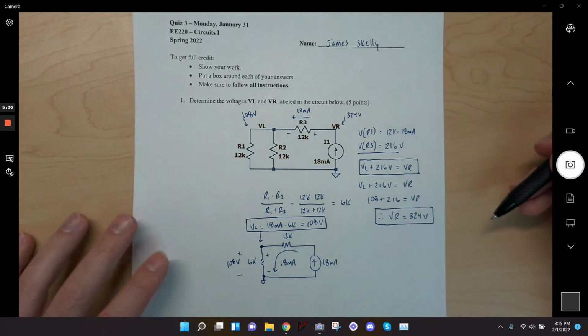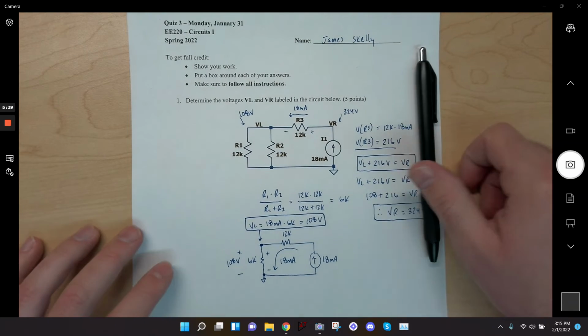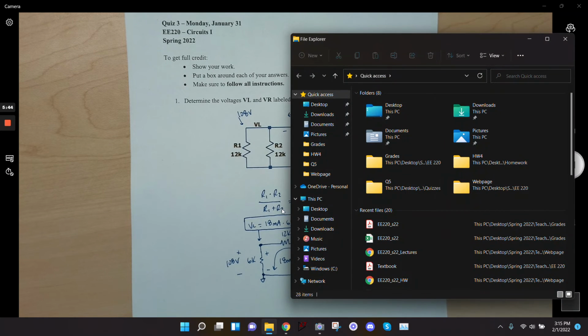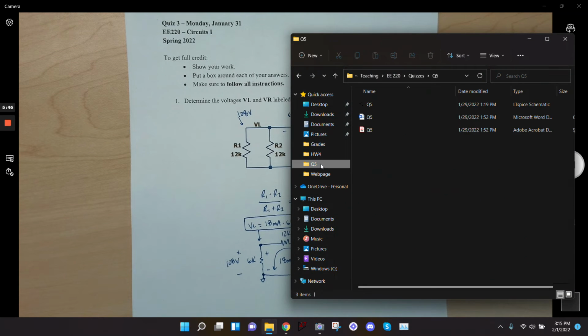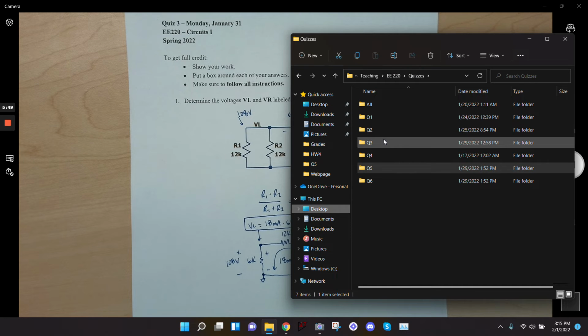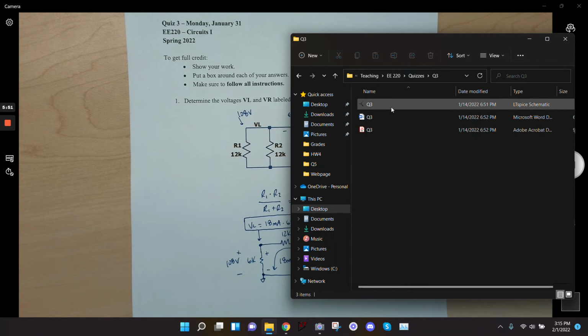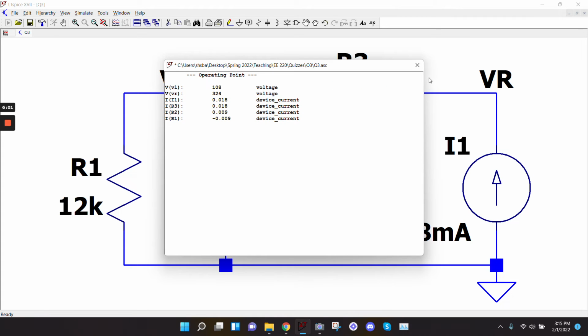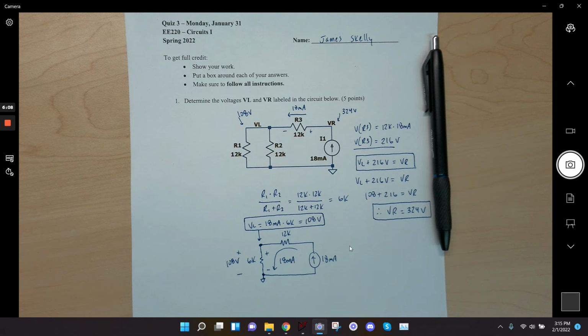And if you put this circuit in LTSpice, for your own satisfaction, here, I'll do it real quick just so we can see. I have the quizzes over here. Quiz 3. Got it in Spice. And let me just run a quick operating point just to prove it to you guys. 324 volts for VR and 108 volts for VL, so that's exactly what we had here. 324 for VR and 108 for VL.